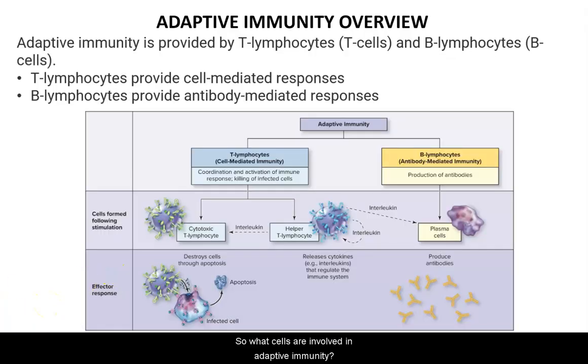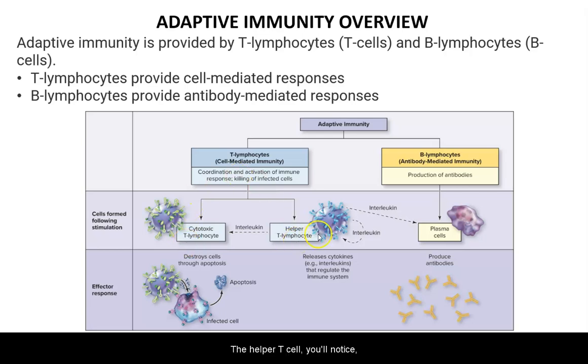So what cells are involved in adaptive immunity? Well, it's going to be your B cells and your T cells, okay? So over here we have B cells, and these are going to be the cells that produce antibodies. Over here we have the T cells. You've got your cytotoxic T cell and your helper T cell. The cytotoxic T cell can go on to directly act with an infected cell or an abnormal body cell and cause it to kill itself through apoptosis.